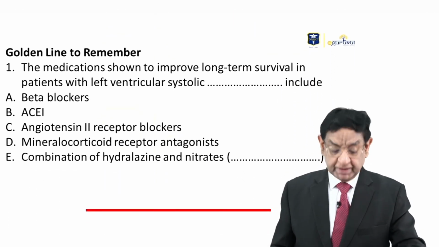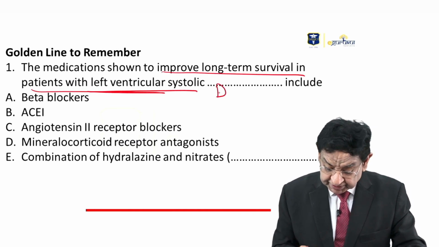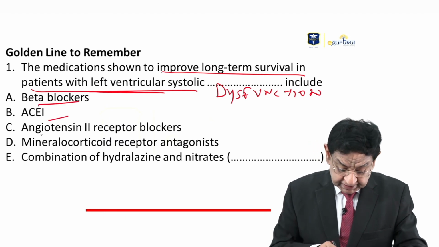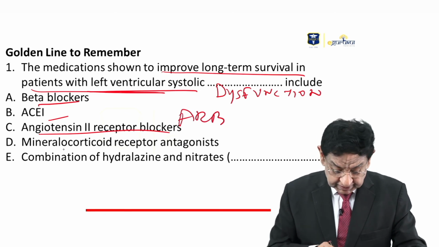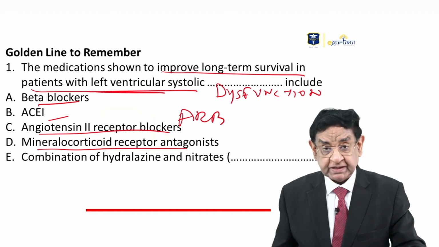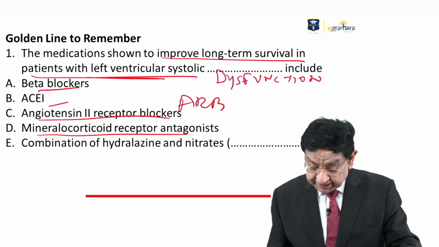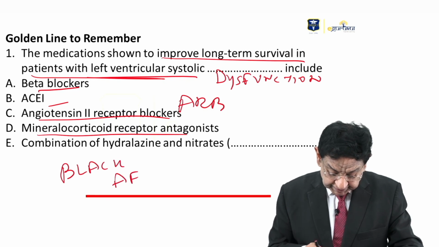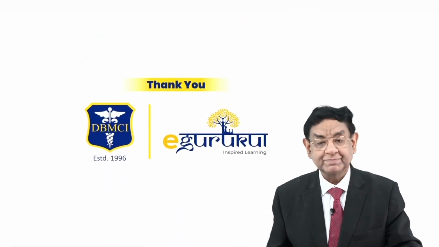So the golden line to remember: medications shown to improve long-term survival in patients with left ventricular systolic dysfunction include beta blocker, ACEI, angiotensin II receptor blocking drugs, so-called ARB, mineralocorticoid receptor antagonists like eplerenone and spironolactone, and the combination of hydralazine and nitrate, especially in black African patients. Thank you very much.